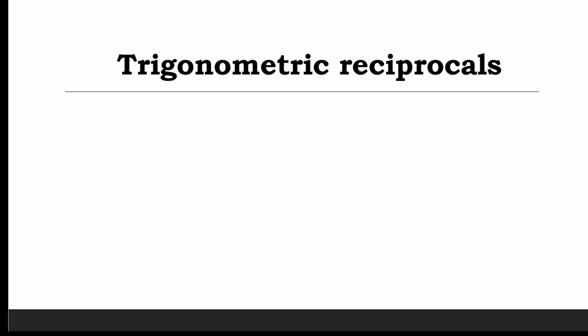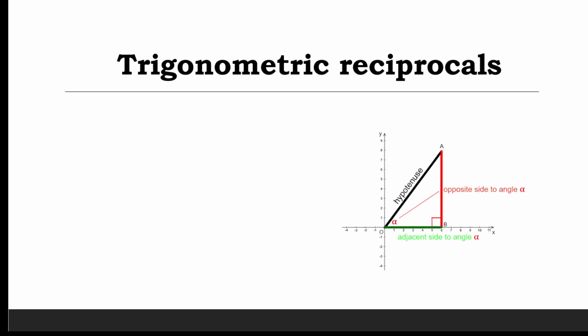Now let us focus on trigonometric reciprocals. Given the triangle, and our focus being on angle alpha, let us look at sine alpha. Sine alpha is the opposite over hypotenuse, which means sine alpha is equal to AB divided by OA. If we are to find the reciprocal of sine alpha, it will be 1 divided by sine alpha, and we know that sine alpha is AB over OA.